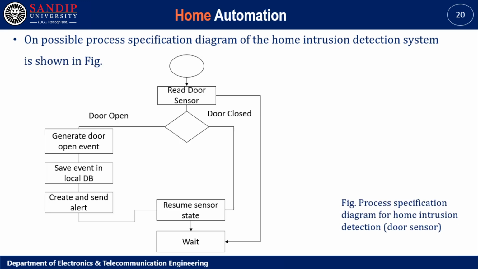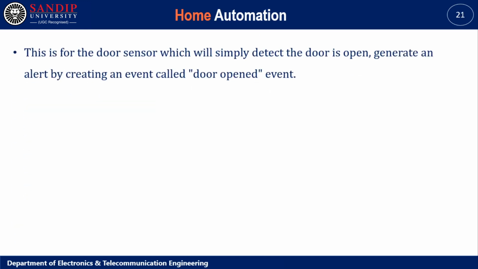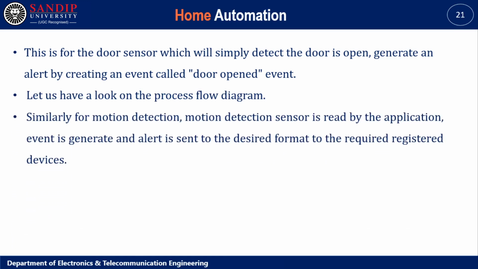The figure shows the process specification diagram for home intrusion detection, that is the door sensor. This is for the door sensor, which will simply detect that the door is open and generate an alert by creating an event called door open event. Let us have a look at the process flow diagram.